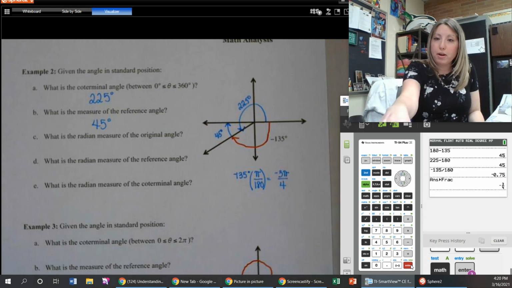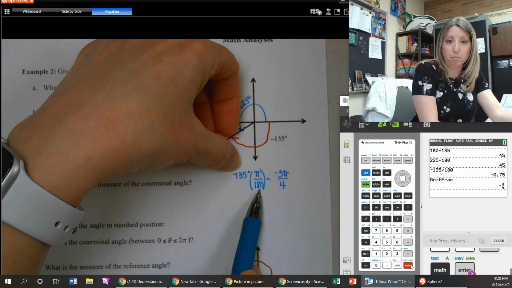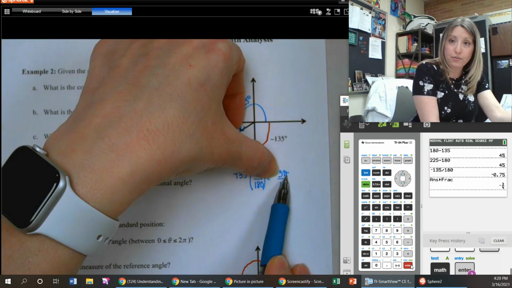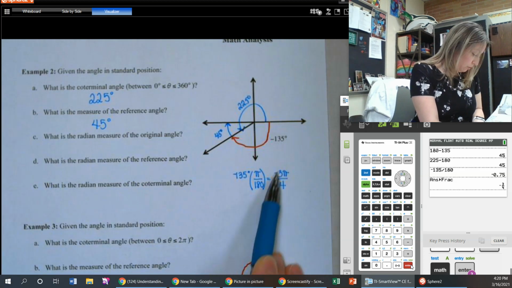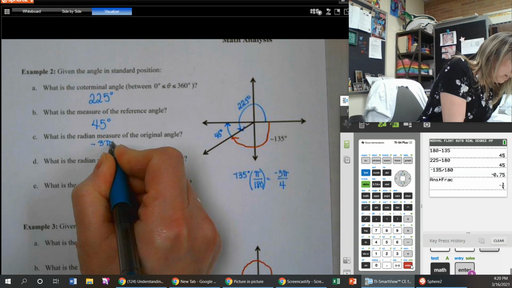So see, when I type in my graphing calculator, I leave the pi out of it. I just look at what the numbers are doing, and I add the pi at the end. So I get the simplest form of the fraction used here. So negative 3 pi over 4.